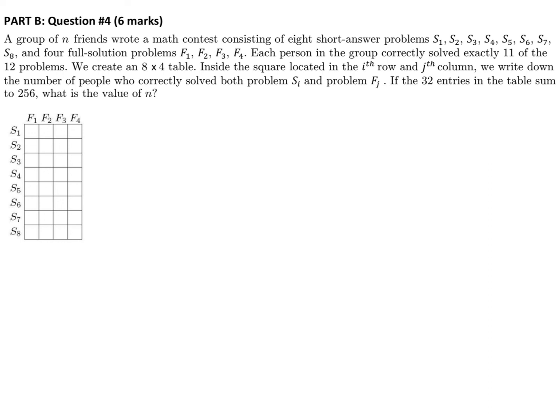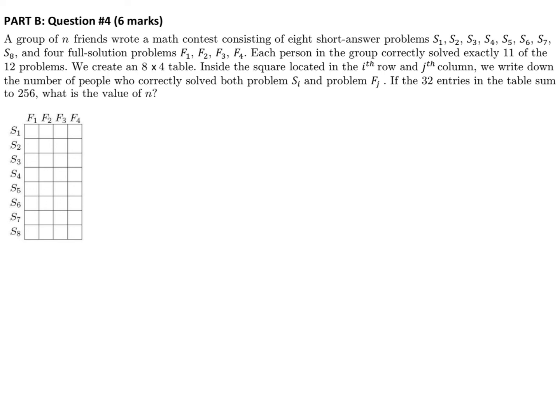A group of N friends wrote a math contest consisting of 8 short answer problems, S1 through S8, and 4 full solution problems, F1 to F4. Each person in the group correctly solved exactly 11 of the 12 problems. We create an 8x4 table. Inside the square located in the ith row and jth column, we write down the number of people who correctly solved both problems, Si and the problem Fj. If the 32 entries in the table sum to 256, what is the value of N?